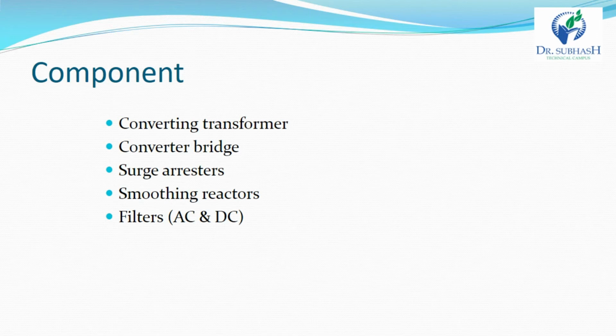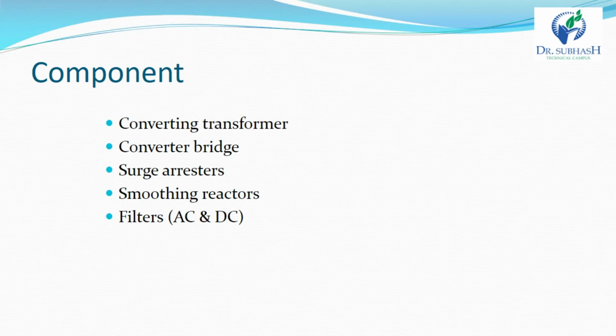Now surge arrestor. A surge arrestor is a device to protect electrical equipment from overvoltage transients caused by external or internal events. These external and internal events are like lightning or switching. In an HVDC system, it protects the unit of equipment from transients occurring on the attached conductor. A surge arrestor is connected to the conductor just before it enters the equipment.